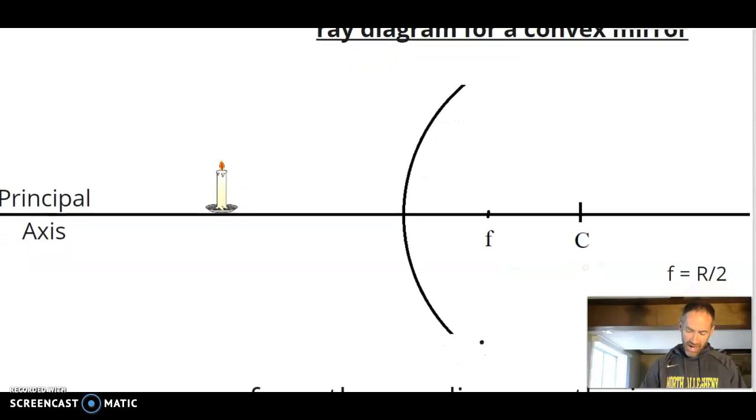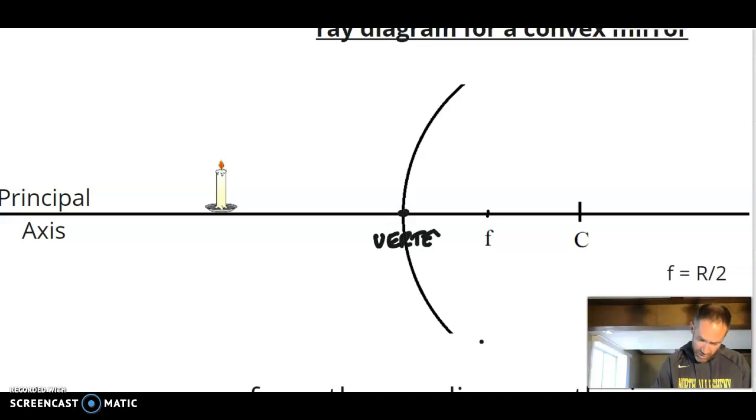Now, halfway between the center of curvature and the vertex, remember this spot right here we call our vertex, the place where the principal axis meets the mirror, we put our focal point. For a spherical mirror, you'll always see that the focal point is halfway between the center of curvature and the vertex. So the focal length, we say, is half of a radius.